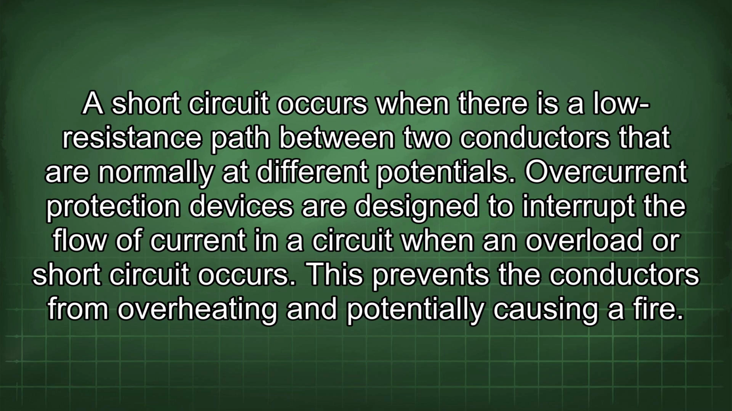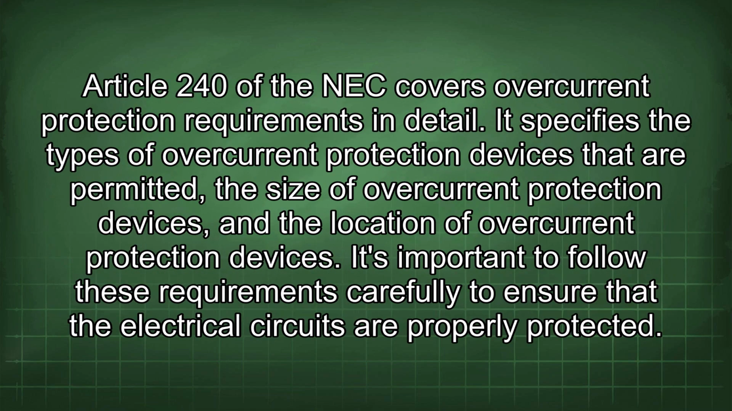Overcurrent protection devices are designed to interrupt the flow of current in a circuit when an overload or short circuit occurs. This prevents the conductors from overheating and potentially causing a fire. Article 240 of the NEC covers overcurrent protection requirements in detail. It specifies the types of overcurrent protection devices that are permitted, the size of overcurrent protection devices, and the location of overcurrent protection devices. It's important to follow these requirements carefully to ensure that the electrical circuits are properly protected.